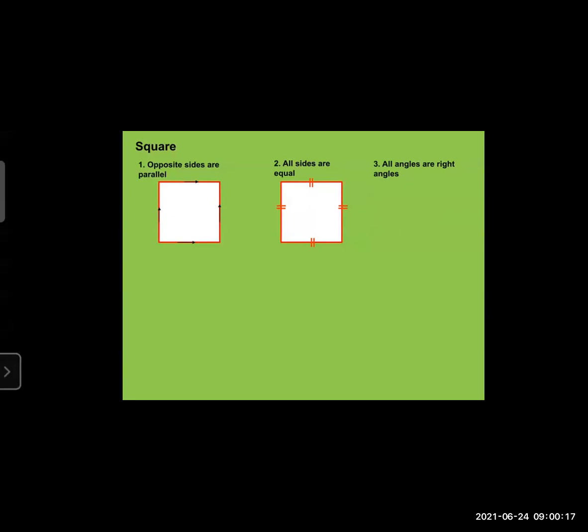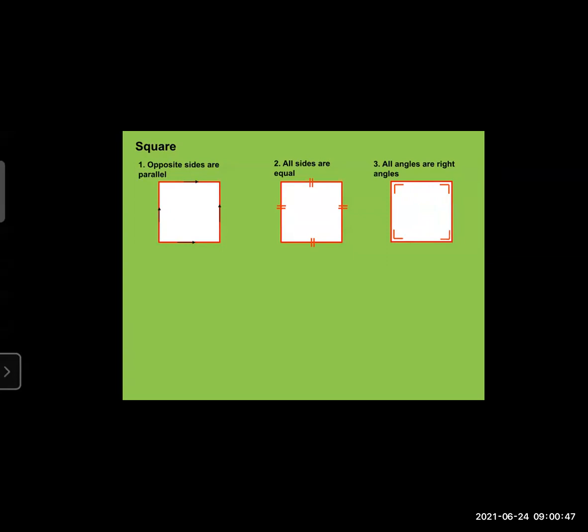Now the sum of the interior angles of a quadrilateral. A square is a type of quadrilateral, and each angle is 90 degrees. The sum of all four angles is 90 into 4, equal to 360 degrees. So the sum of interior angles of a quadrilateral is always 360 degrees. First property, opposite sides are parallel. Second, opposite sides are equal. Third, all angles are right angles.